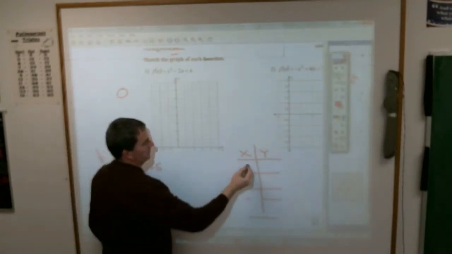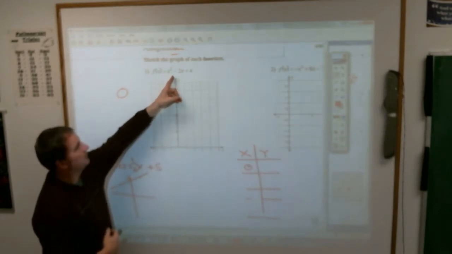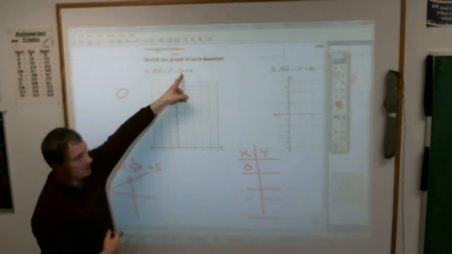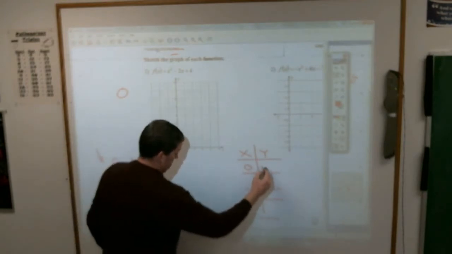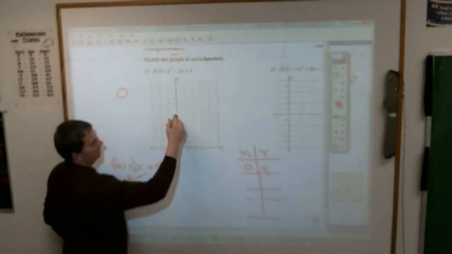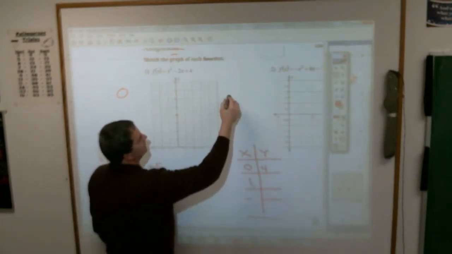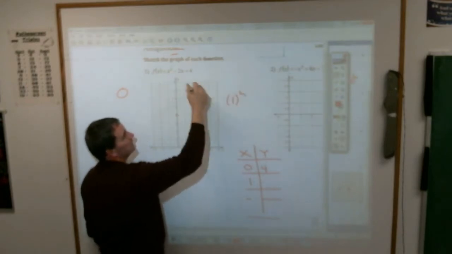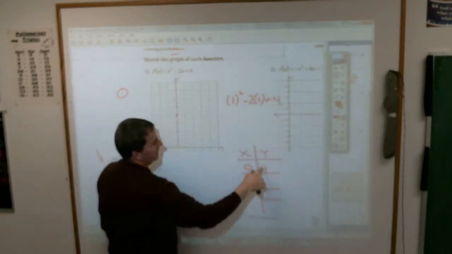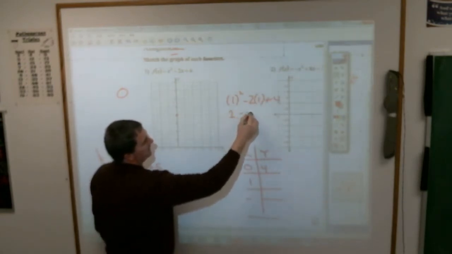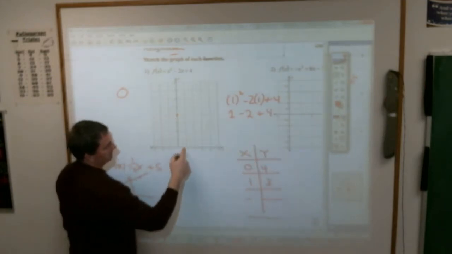You know, first, I always put 0 in there because 0 is pretty simple. 0 squared minus 2 times 0 plus 4. So when I have a 0 there, I get what? 4, right? So here at 0, 1, 2, 3, 4, there's a dot. I'll have to do a couple more. Let's put 1 in. If I do 1 squared minus 2 times 1 plus 4, what do I get for y when I plug that in there? I get 1 minus 2 plus 4. 5 minus 2 is 3. So at 1 I get 3.